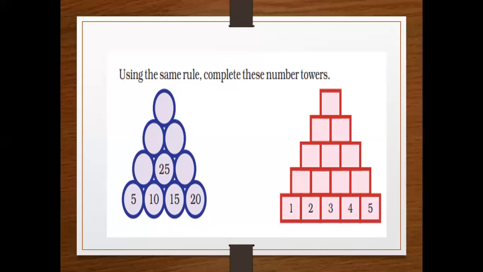Next, small squares are there. Same number tower. Bottom 1, 2, 3, 4, 5. Add 1 plus 2 and fill the circle above. Add 2 plus 3 and fill the circle above. Same pattern, you have to do it. Please complete and let me know the answer.